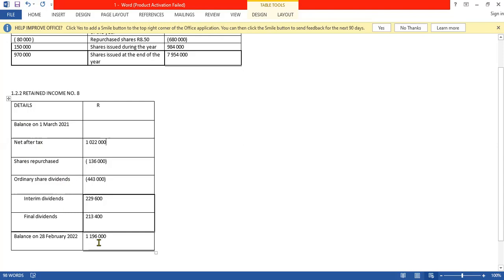So, like I told you, when you go up, what was subtracted, we are going to add. What was added, we are going to subtract. Meaning we're going to say 1,196,000 plus 443,000 plus 136,000 minus 1,022,000. Let me share my calculator and do it with you guys.